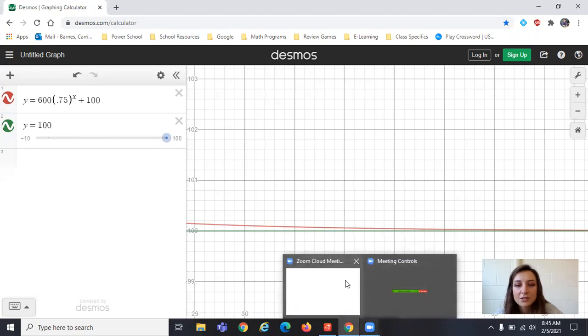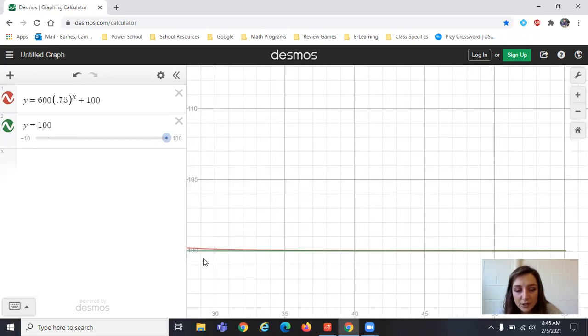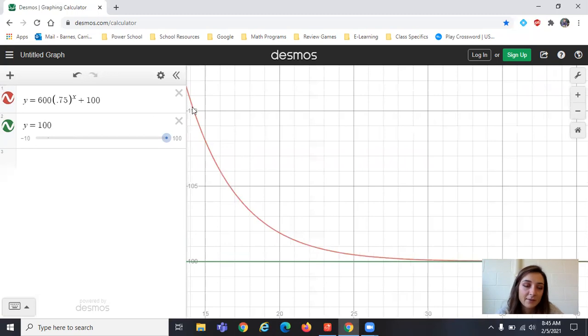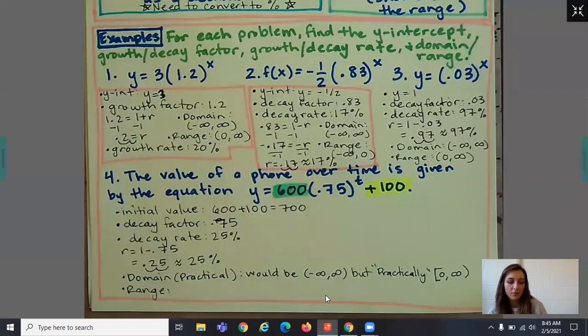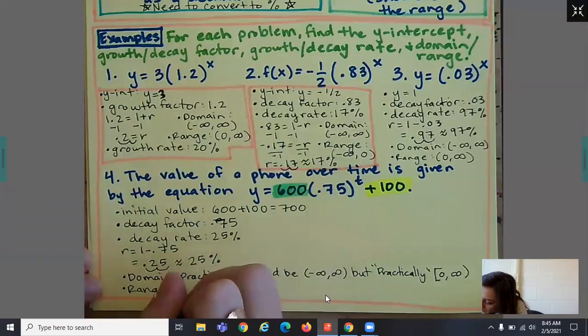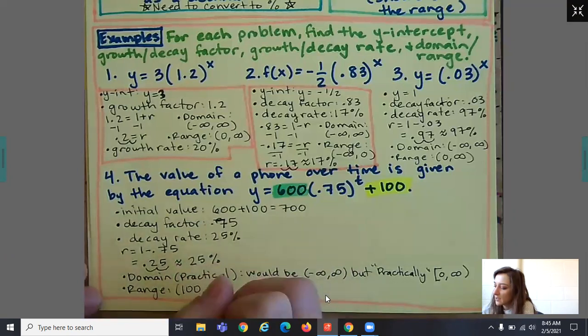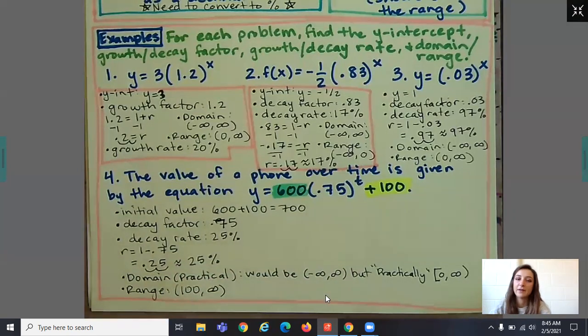Okay, so our range is going to be from 100 up until positive infinity, because after that it's going up and not down. So it's going to be from 100, and it can't touch 100, remember, so it's going to be parentheses there, and then going up towards positive infinity.